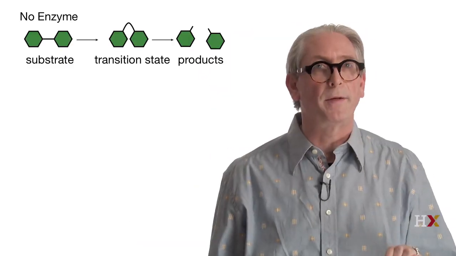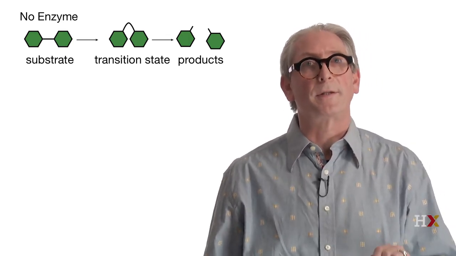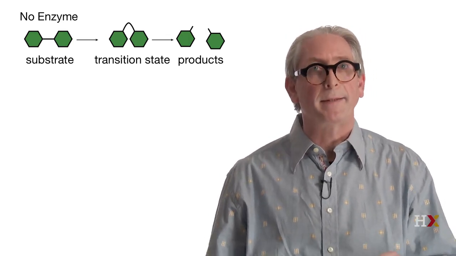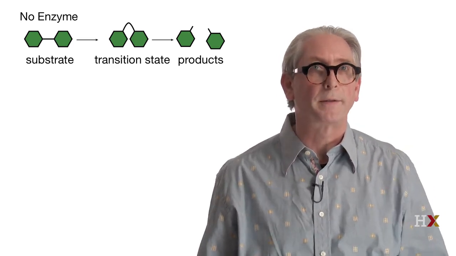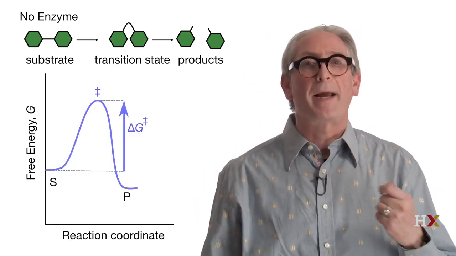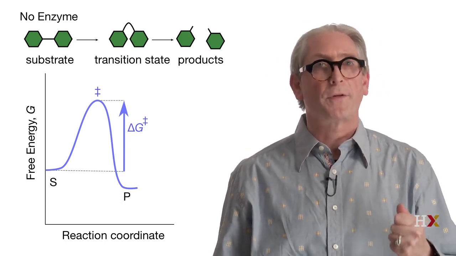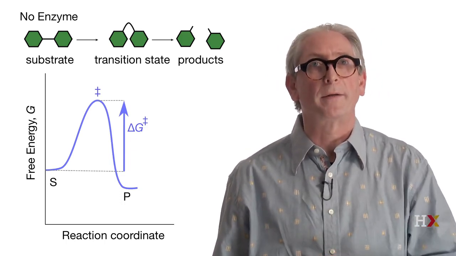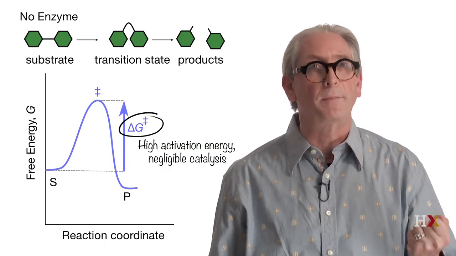Let's take a simple model. We have a substrate made of two different groups linked by a covalent bond. This substrate will have to reach a transition state where the bond will be bent, and then the bond will be cleaved to release the two products that correspond to the original two domains of the substrate. If we look at the reaction coordinate diagram, we see that the conversion of the substrate into a product needs to overcome a very high energy barrier that makes the rate of the reaction negligible.